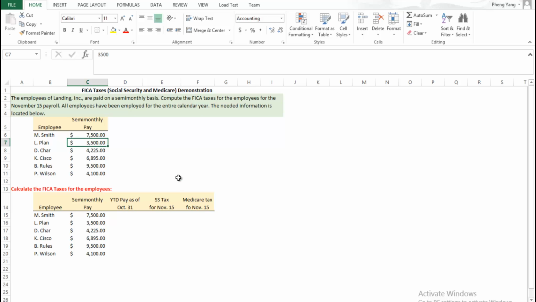What we need to do here is calculate the year-to-date pay as of October 31st, and then from that year-to-date amount, we need to make sure that it is not over the Social Security cap of $118,500, which is the cap for year 2016. Let me just note that up here.